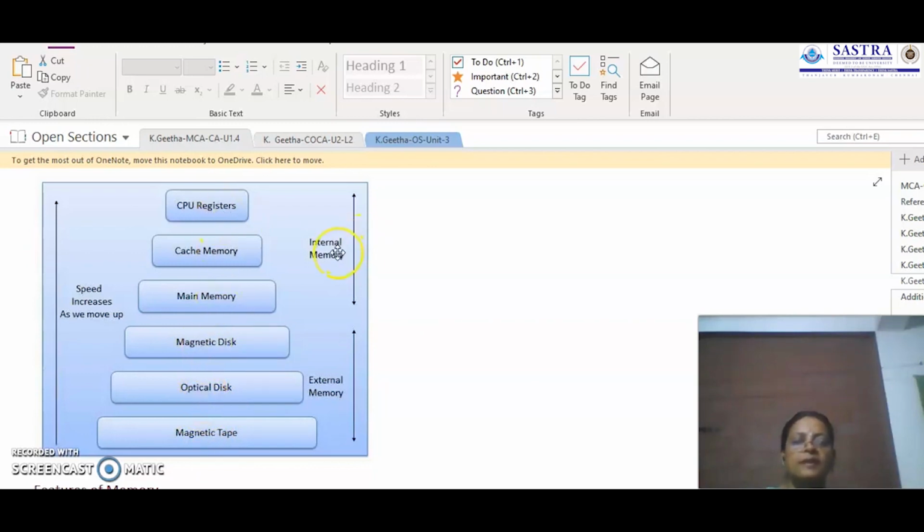Okay. Now, if we just consider all the memories which are inside the cabin, then it is going to be called as the internal memory. And these are the memory where the CPU can have direct access. Coming to external memory, they cannot have direct access. Of course, the speed is going to be limited.